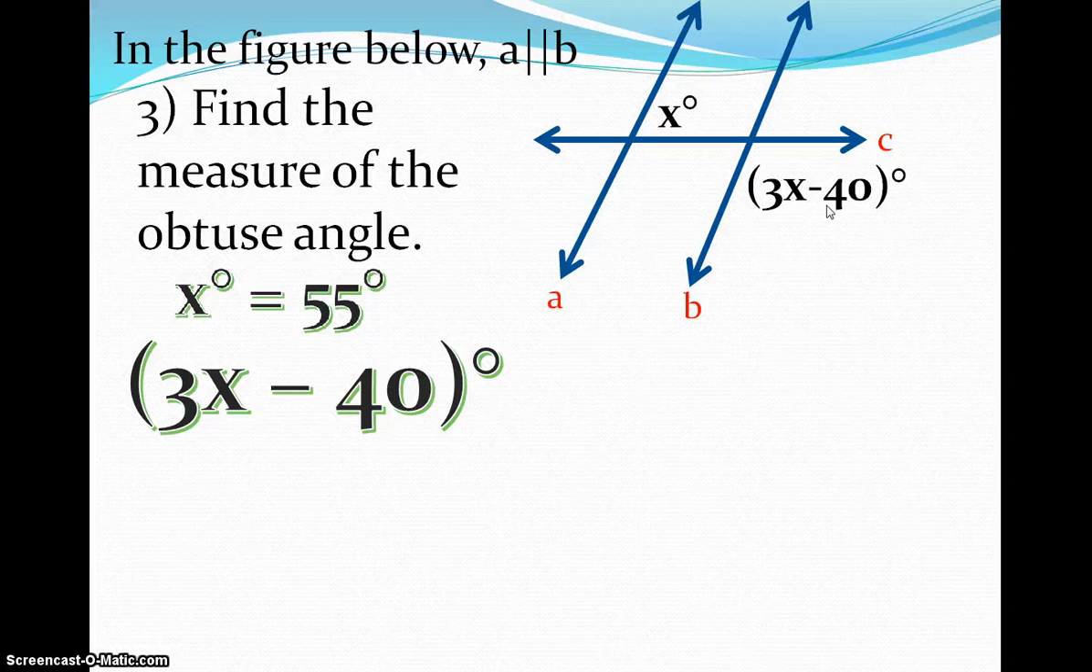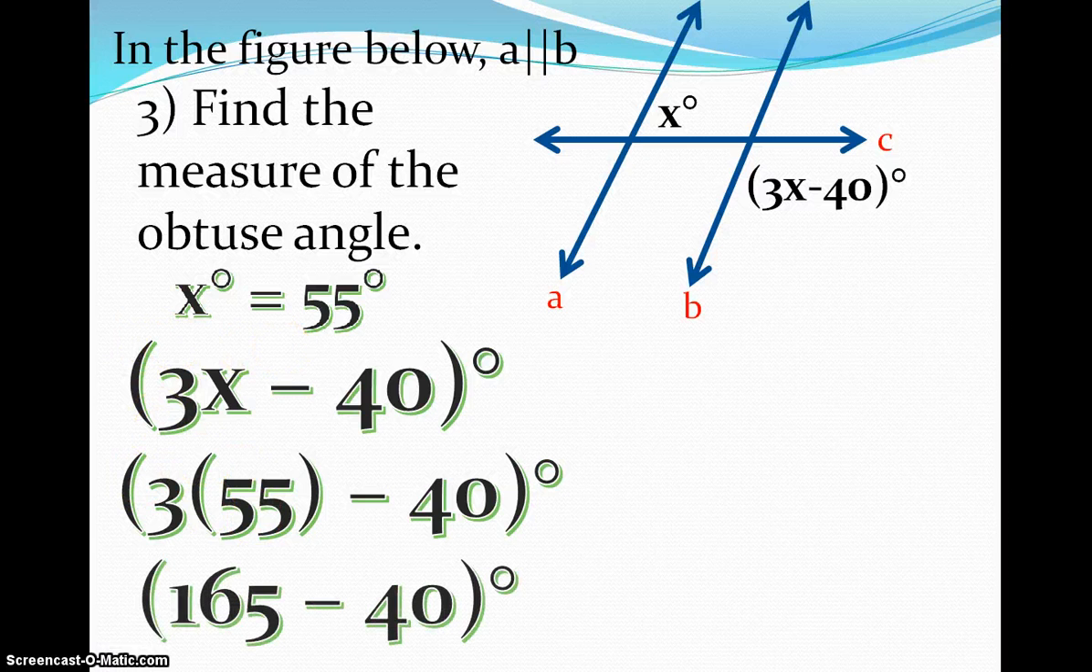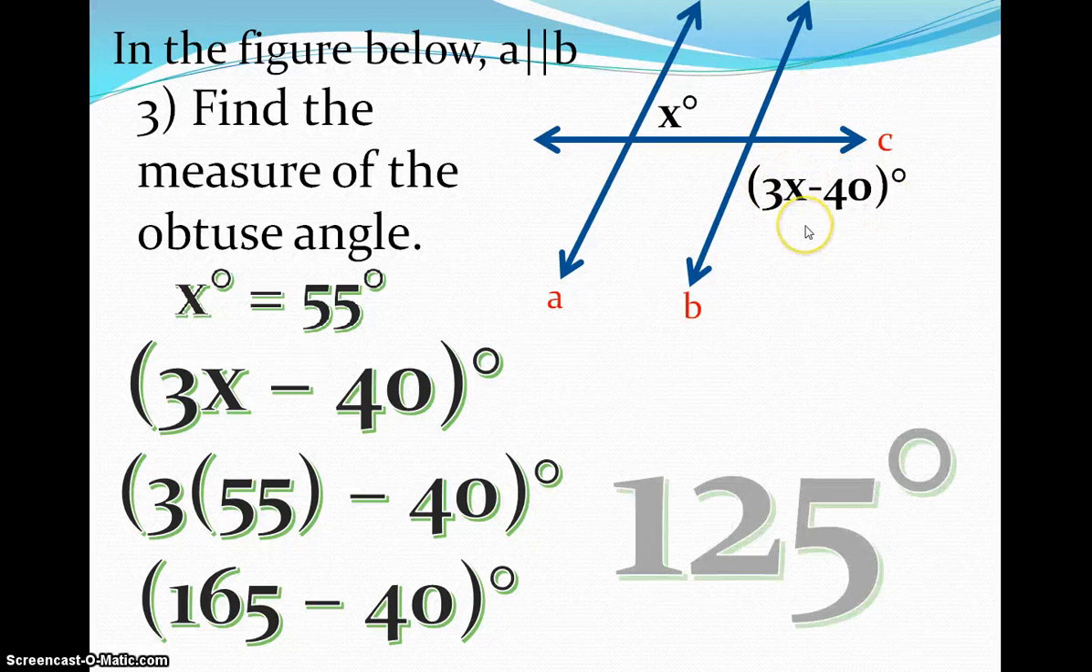First step obviously would then be, if I know what x is, and I have x in my second term, I'd be able to substitute it in, and I'm just going to use PEMDAS to simplify it for you. So 3 times 55 would then be equal to 165 minus 40. Hopefully you then said that your obtuse angle is then equal to 125.